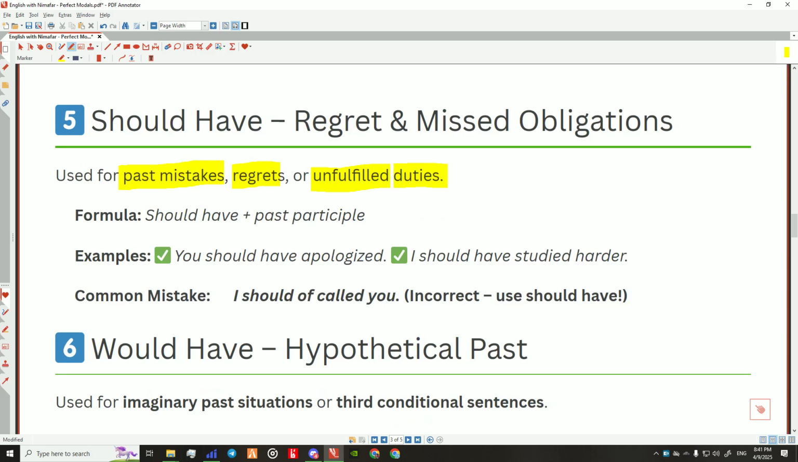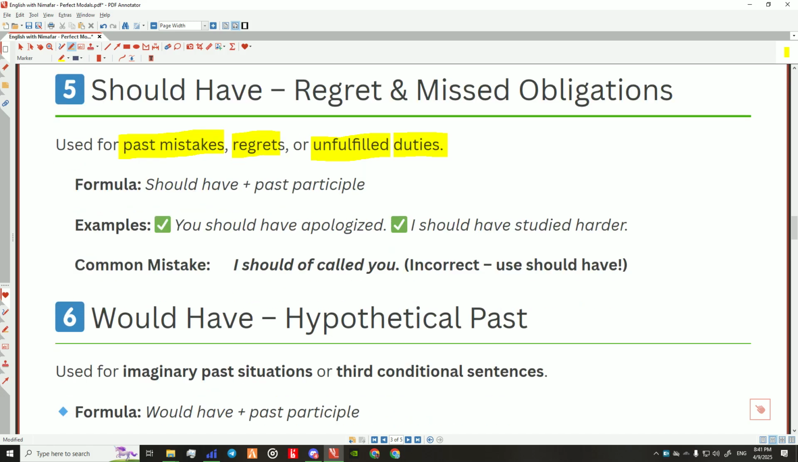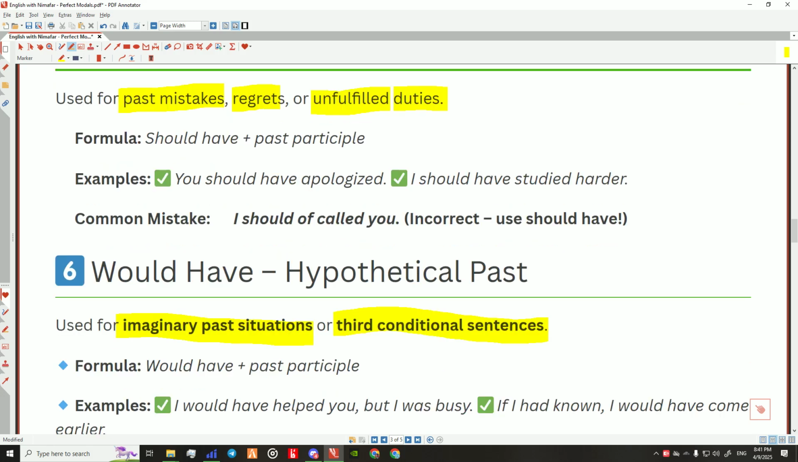Anyway, would have. Let's talk about would have. Something your friend said in third conditional. Yes, hypothetical, imaginary past. Used for imaginary past situations or third conditional sentences. Of course, we also use them in mixed conditionals, but you don't need to know that now. Would have plus past participle. I would have helped you, but I was busy.